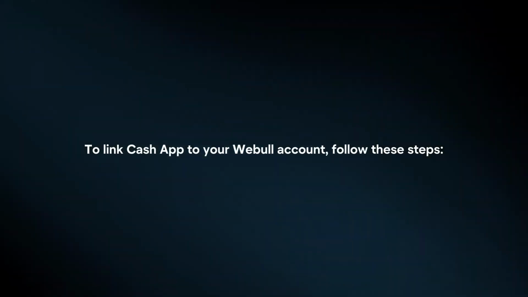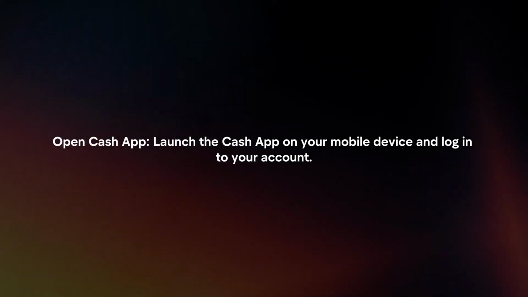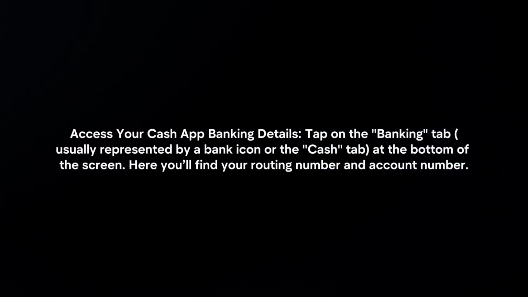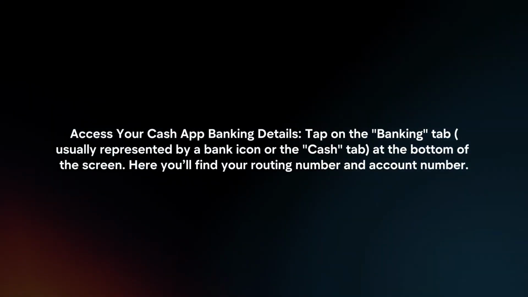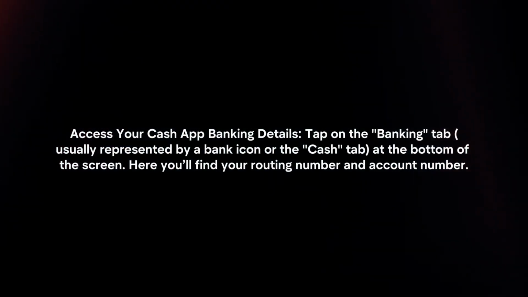To link Cash App to your Webull account, follow these steps. Open Cash App. Launch the Cash App on your mobile device and log into your account. Access your Cash App banking details. Tap on the Banking tab at the bottom of the screen. Here you will find your routing number and account number.